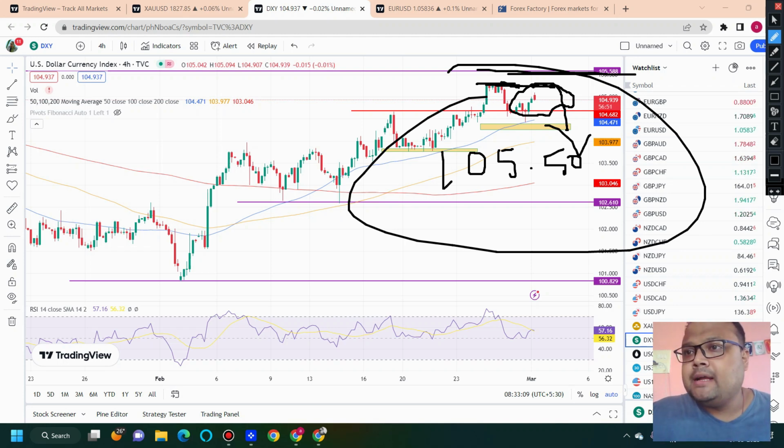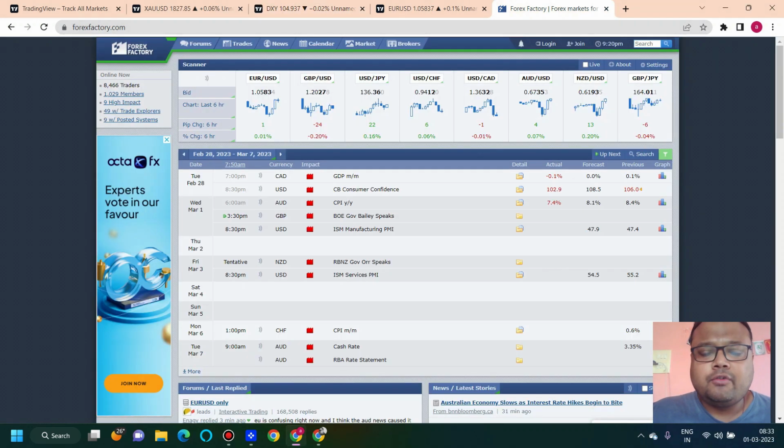And if you look at the economic calendar, forexfactory.com, you can see that we have news coming up during the US session. So please be careful. As I always say, traders, do not gamble with your hard-earned money. Beginners, new traders, traders with low capital, try to stay away from the news.